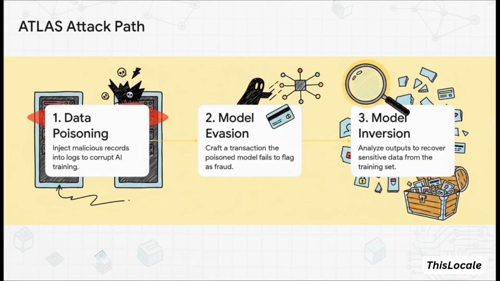First, the attacker uses data poisoning, injecting malicious records into the application logs that our AI analyzes. Next, they use model evasion to craft a transaction that our now compromised model fails to flag as fraud. And for the final blow, they use model inversion to analyze the AI's outputs and start extracting sensitive customer data that was in the original training set. See? ATLAS makes the threat feel real and tactical.